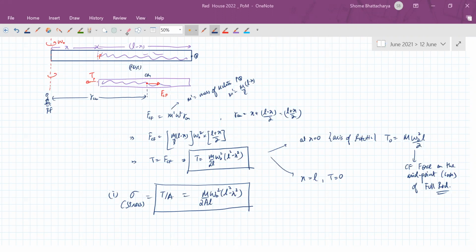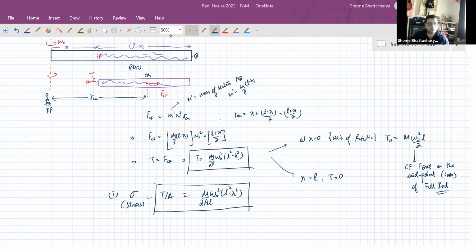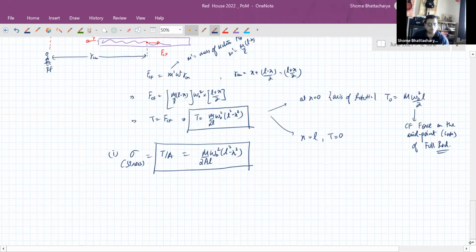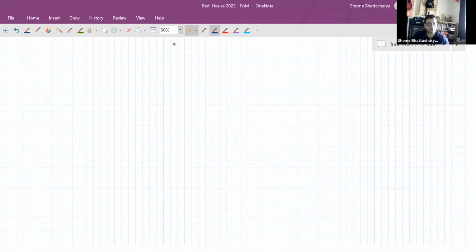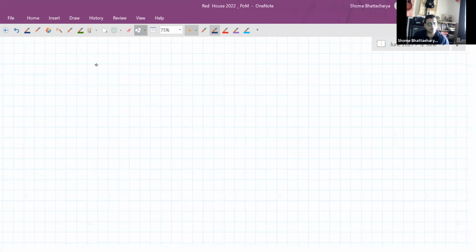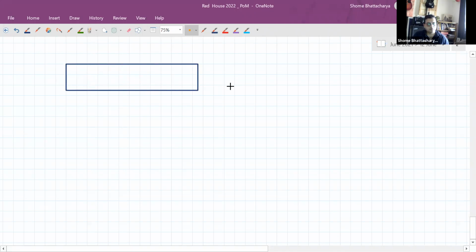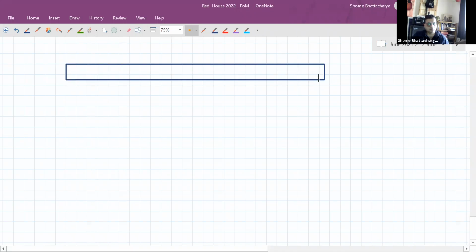Okay, now there is another way of deriving this stress also, but that is a little bit lengthy. Let me explain how that works. We consider an element which is of thickness dx, at a distance x. So this element is of mass dm, which will be m by L into dx.